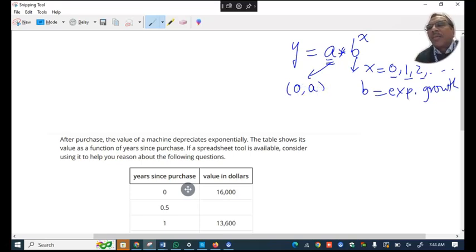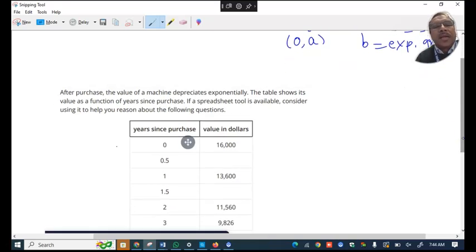Now in this example, if you see, in the beginning, this becomes the A. See, this part is the A. Can you take a note of that? A means whatever the beginning.